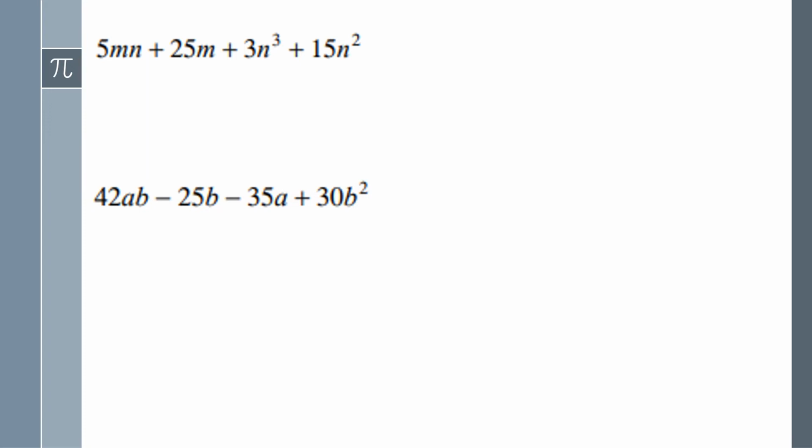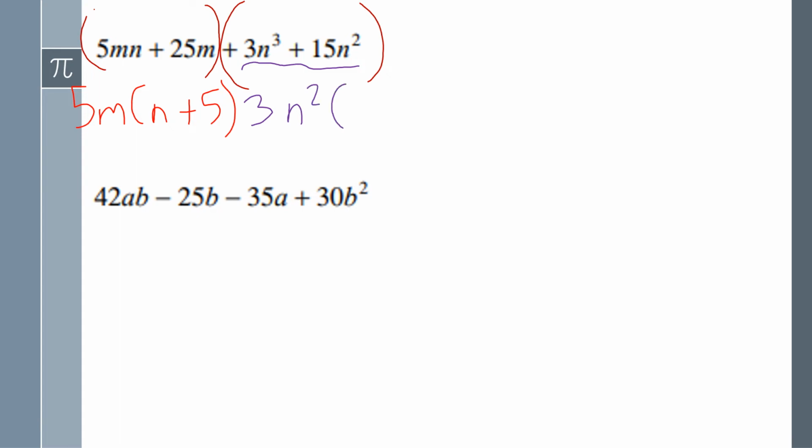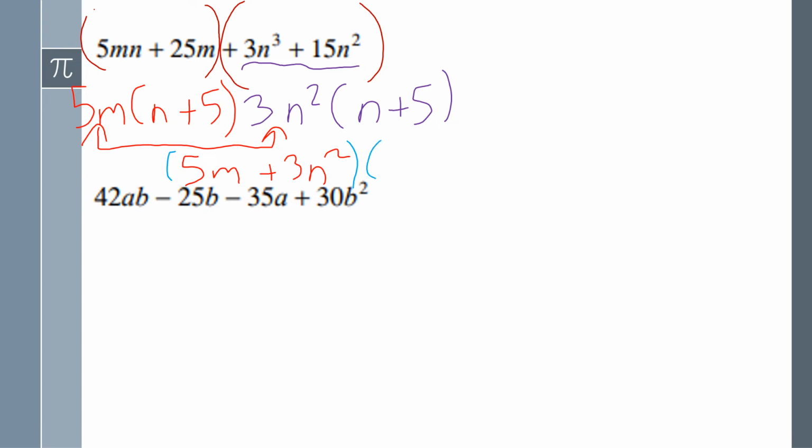All right, let's do this. The first problem: split up that polynomial into groups of binomials. The first binomial has what in common? 5m. What's going to be left? n plus 5. Now let's look at the second binomial. The greatest common factor that they have is 3n squared. And what's going to be left? n plus 5. The things that you pulled out, 5m plus 3n squared, and the things that you have left, n plus 5.